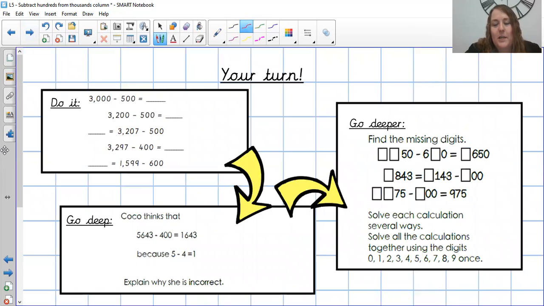Your task today then: you have 5 questions again, just like we've done and gone over. You are more than welcome to use the number line or use the other workings, especially circling those digits that we're subtracting, which I always find helps. You've then got a go deeper where Coco thinks something and you need to explain why she is incorrect. And then your next go deeper is some missing digits again. I know you quite like these. So again, solve each one in several ways, and can you solve the calculations together using the digits 0 to 9 only once? Again, it's using the same patterns that we've spotted with our 10s and 1s being the same, and can you use them all to work them out.